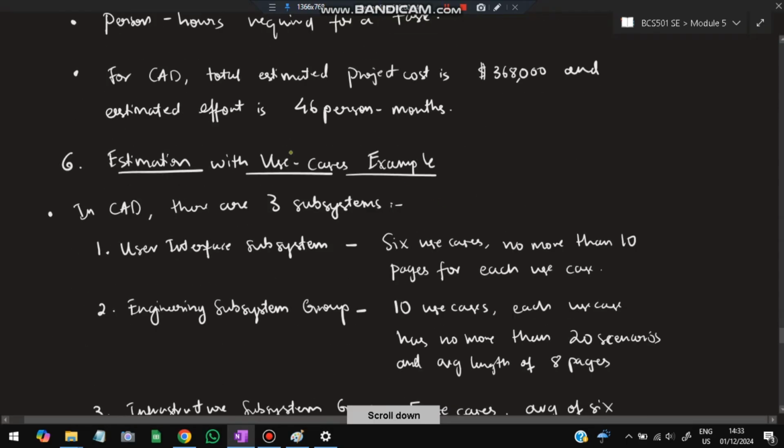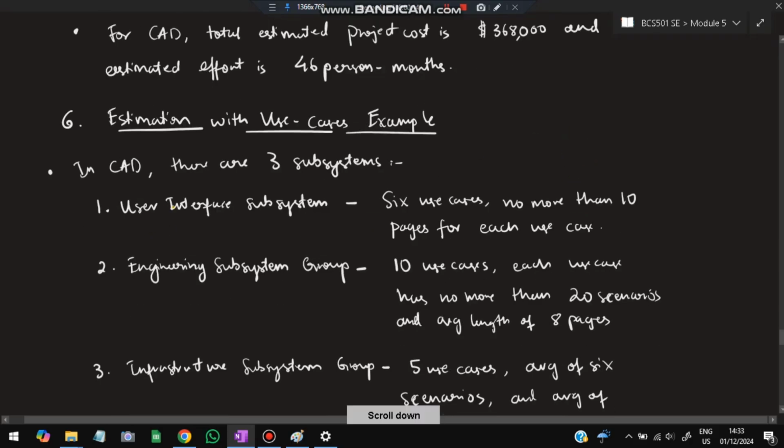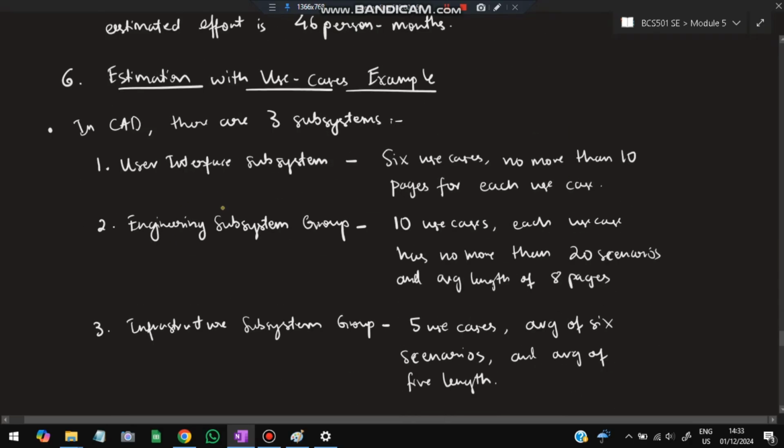The next one is estimation with a use case example. You know what a use case is, right? There will be a flowchart-type diagram defining one use case: first take this, then do this, then do that, and so on. In CAD, we have different use cases, showing the different kinds of functions possible. We depict it diagrammatically, and there are three subsystems: the user interface subsystem, the engineering subsystem, and the infrastructure subsystem. So the whole CAD project is divided on the basis of the user interface, the engineering like the geometry, and the infrastructure, meaning the software used.